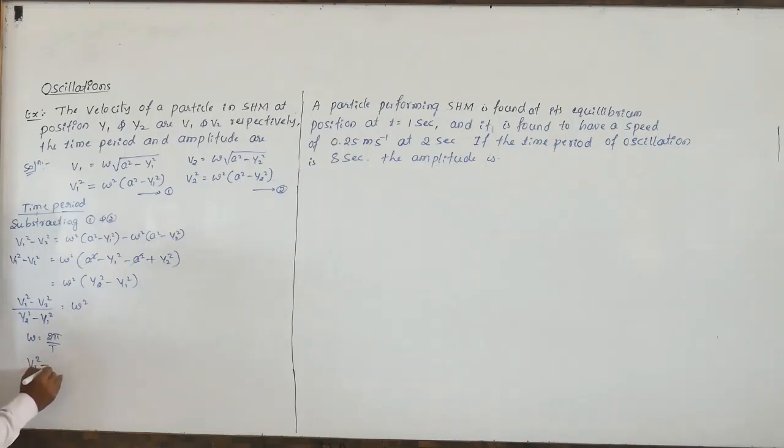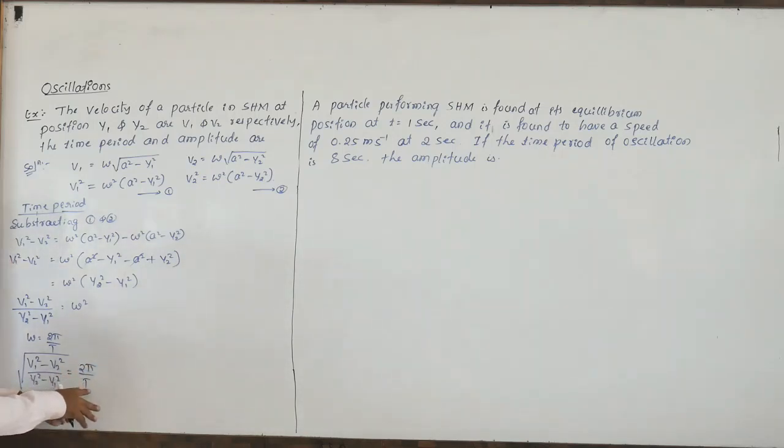v1 square minus v2 square divided by y2 square minus y1 square, under root, is equal to omega. Omega is nothing but 2 pi by T. That is equal to 2 pi divided by T.